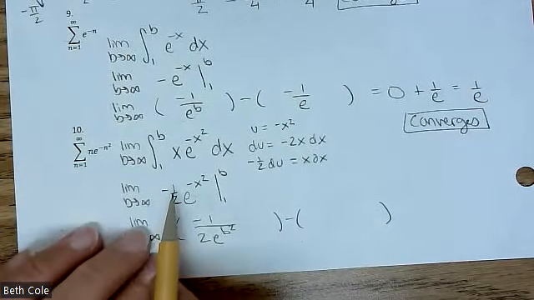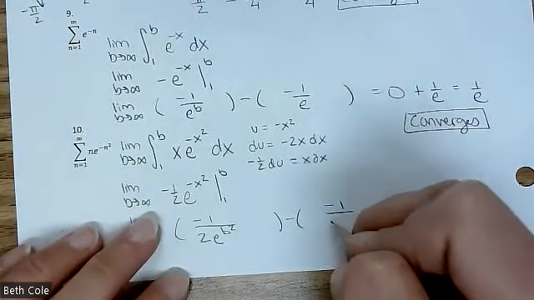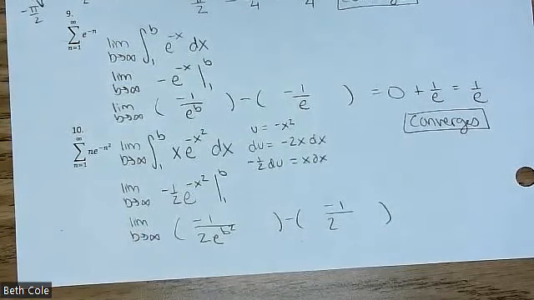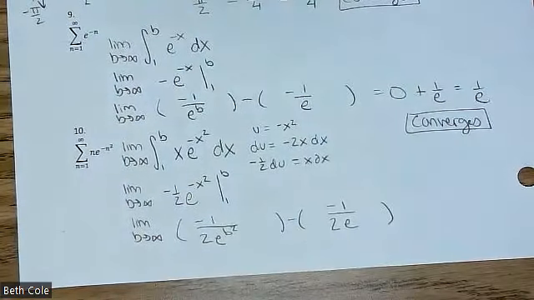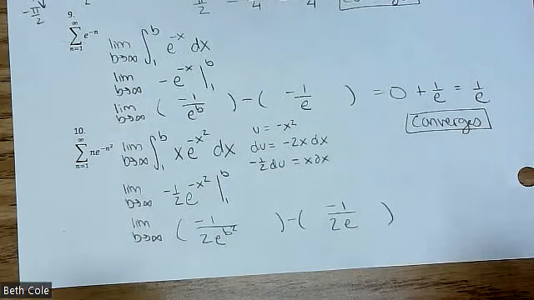And then when you plug in 1, it'll be negative 1 over 2, it would be e to the 1 squared, which would just be, 1 squared is just 1, right? Are you guys coming with me on that? Yeah. Got really quiet. It would be e to the 1 squared, but 1 squared is just 1, so it would just be 1. You can put a 1 there if you want.